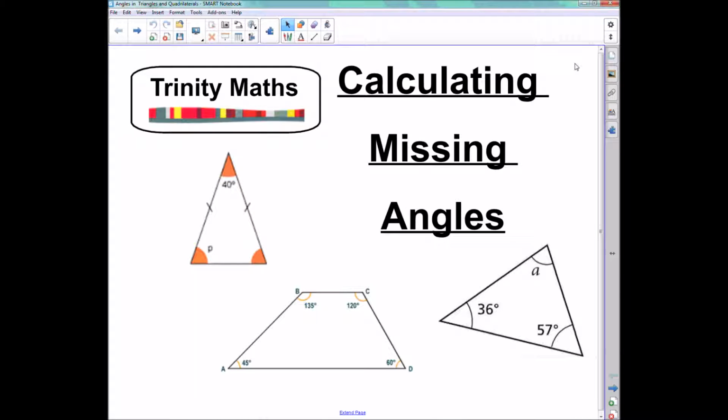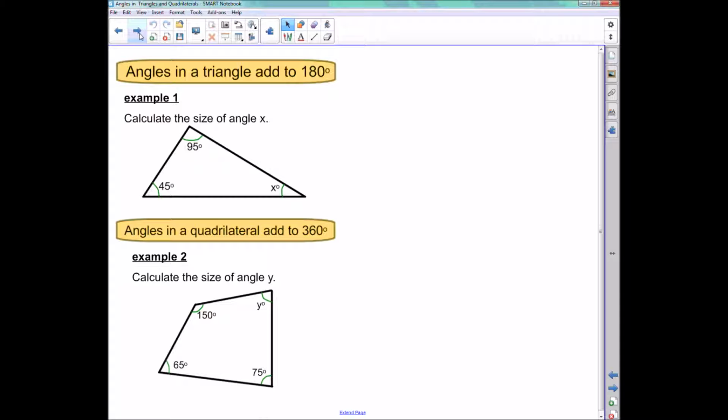This video is going to be on calculating missing angles in shapes like triangles and quadrilaterals. Okay, so the first two examples I'm going to run through are two different properties to do with angles in triangles and angles in quadrilaterals. So the first property is that all the angles in a triangle add up to 180, and the second one is that angles in a quadrilateral, that is a four-sided shape, add up to 360.